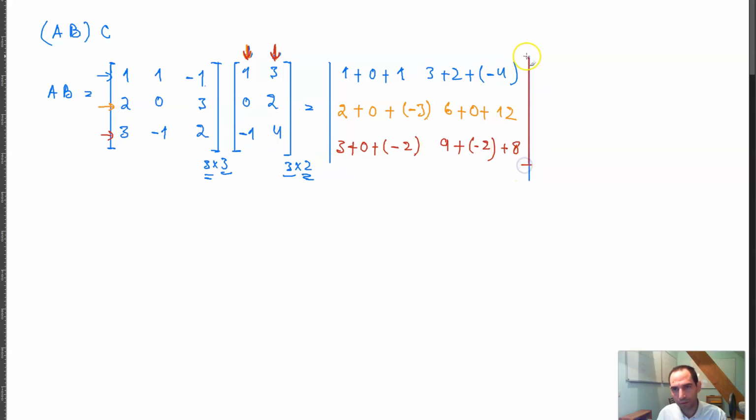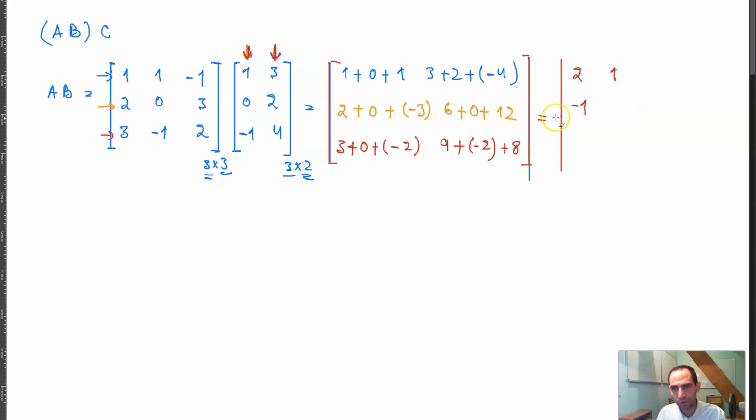And then what happens is that this is a 3 by 2 matrix, as we predicted, and so you can write it as 1 plus 1 is equal to 2, 3 plus 2 is equal to 5, minus 4 is equal to 1, 2, negative 3 is negative 1.